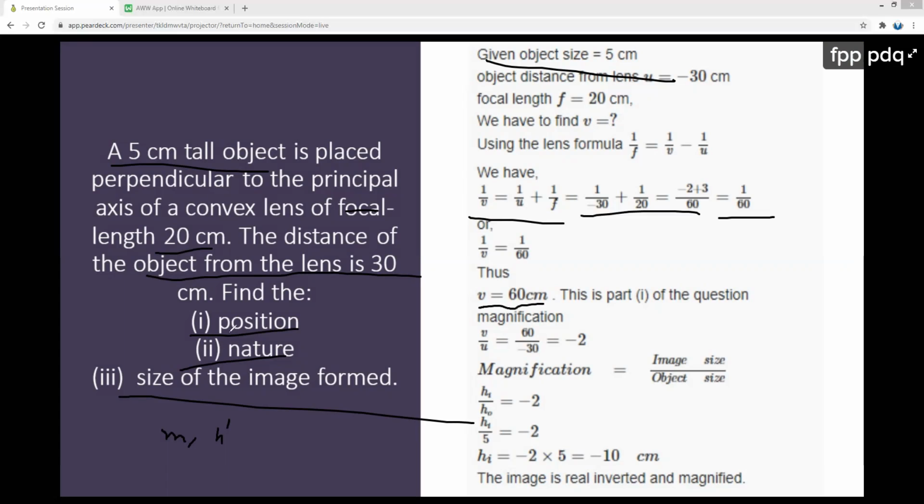Now we have to find the size of the image. We found the position of the image, which is 60 centimeter. Now for the size of the image, you're taking the third formula. For this, you have m is equal to v by u, which is 60 by minus 30, that will become minus 2.